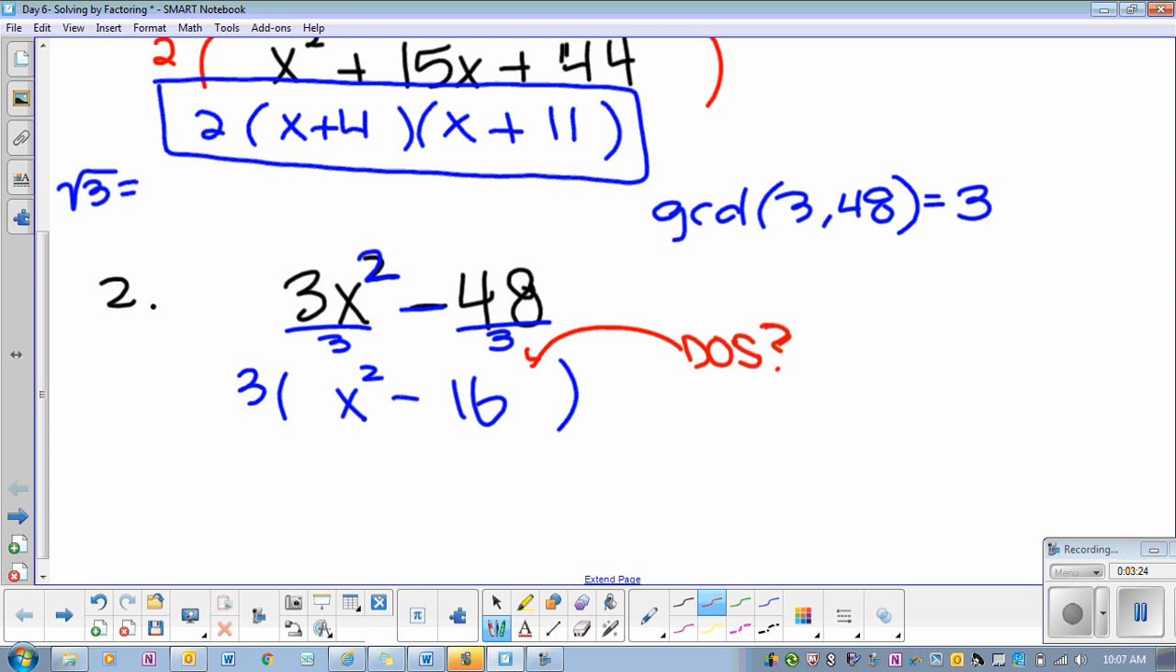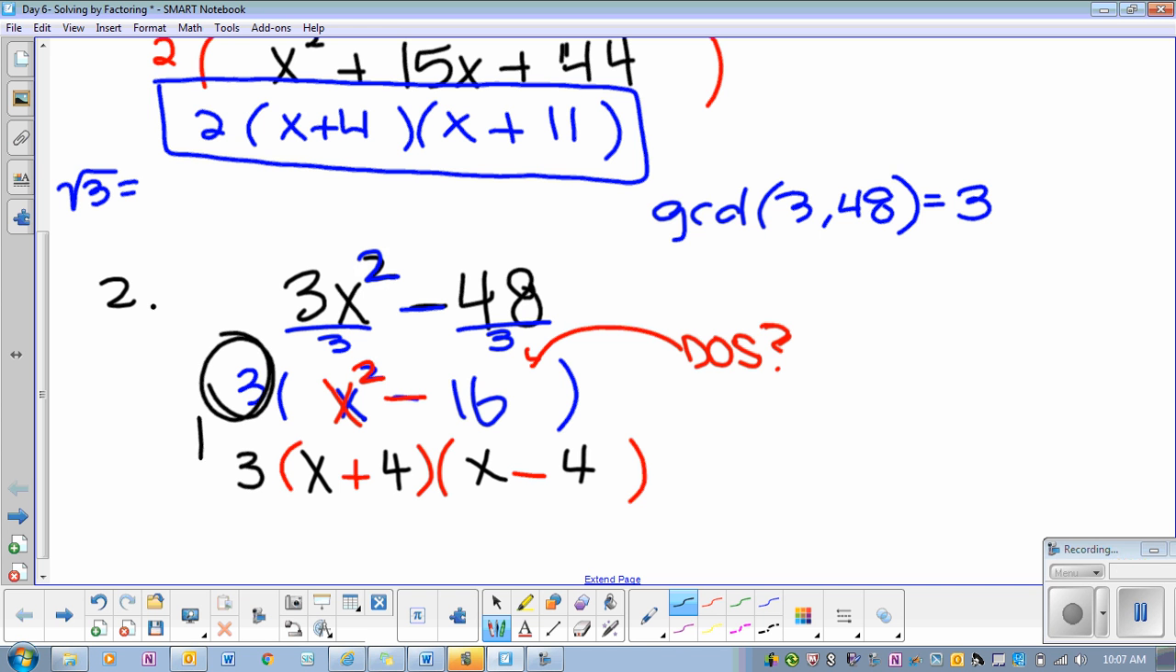So now inside the parentheses, do I have a DOTS now? Yeah. So I have double parentheses, opposite signs. I know I have a DOTS because this is x squared. This is subtract. Is 16 a perfect square? What's the square root of 16? 4. Since that's in the second one, I'm going to put the 4s in the second, right? What's the square root of x squared? X. So I have x plus 4 times x minus 4. Was there a GCF in the beginning? Yeah, 3. So bring that guy down.